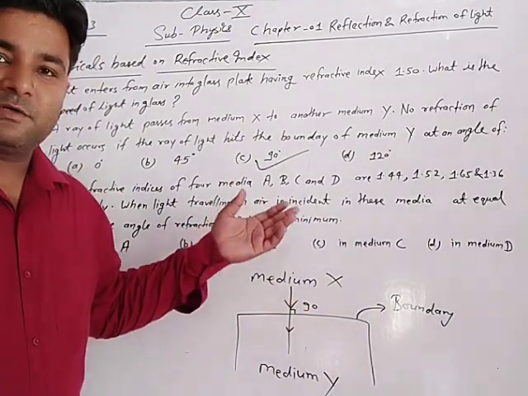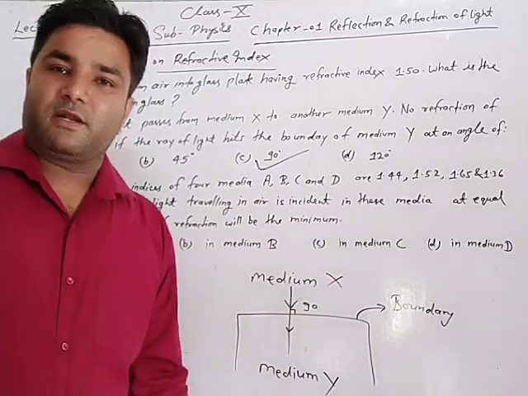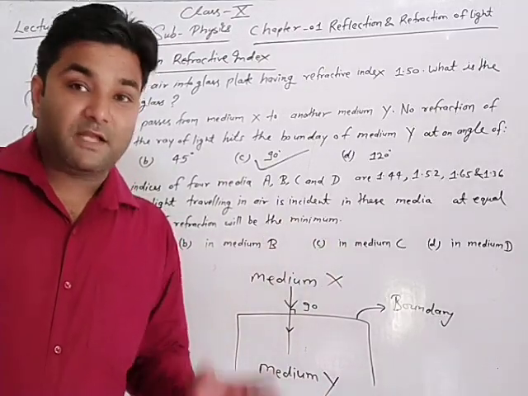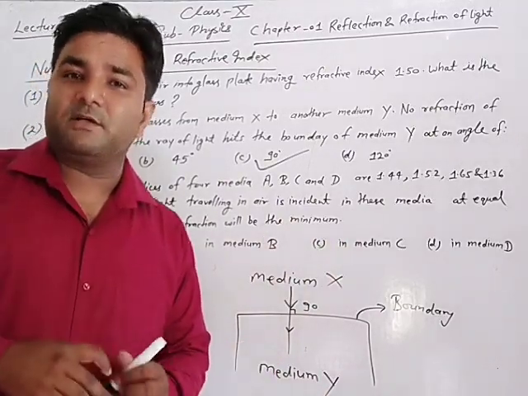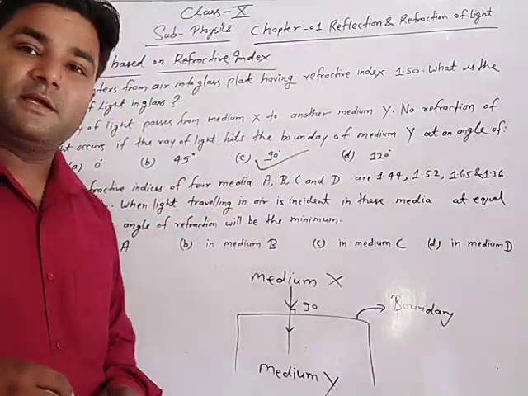And if it asks at which angle with the normal the light ray hits the boundary, then if the angle with the normal is asked, you have to write 0 degrees. And if the angle with the boundary is asked, then the angle will be 90 degrees.